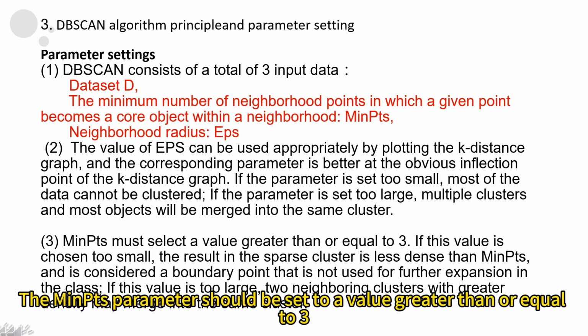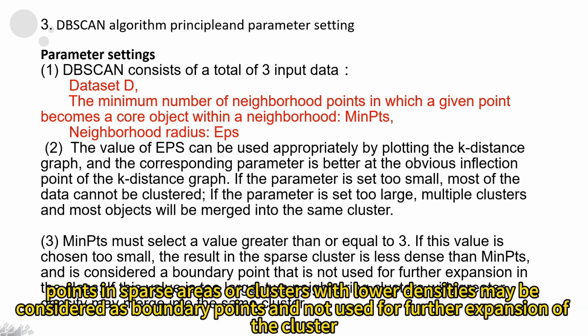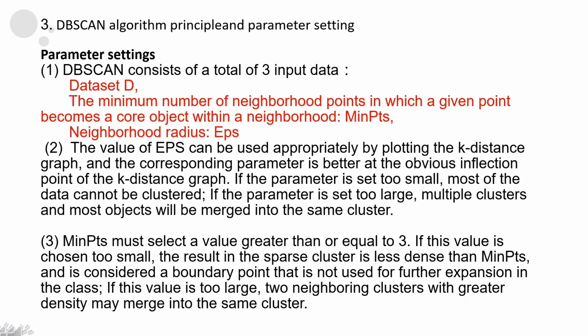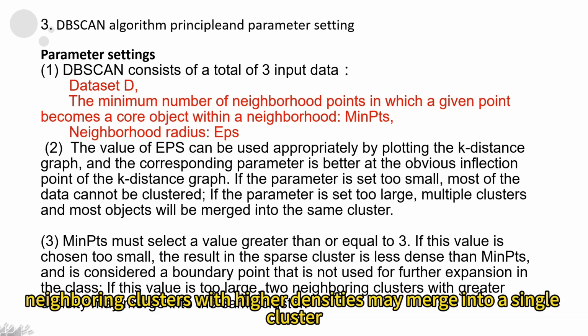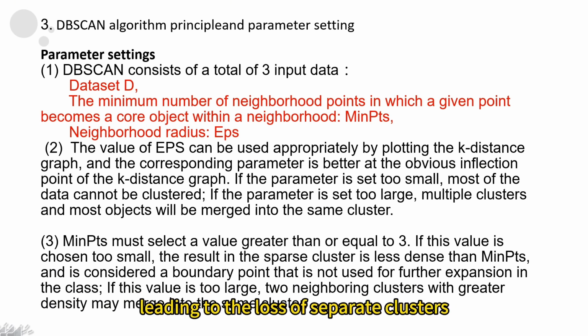The MinPts parameter should be set to a value greater than or equal to 3. If MinPts is chosen too small, points in sparse areas or clusters with lower densities may be considered as boundary points and not used for further expansion of the cluster. Conversely, if MinPts is set too large, neighboring clusters with higher densities may merge into a single cluster, leading to the loss of separate clusters.